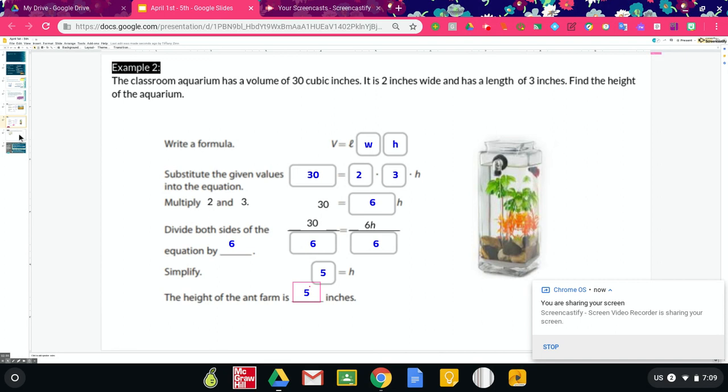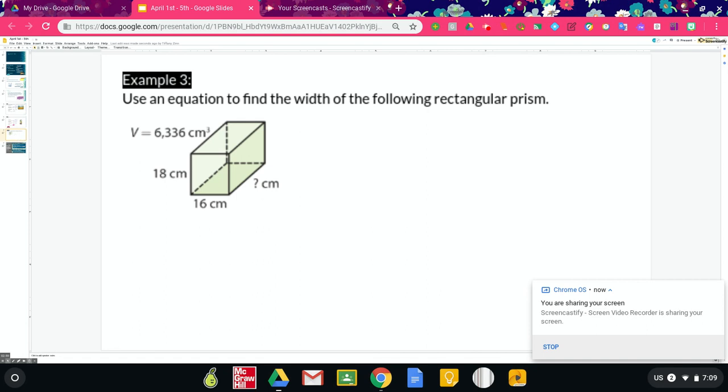Okay, and then on the last one, it's not a word problem. It's just literally a rectangular prism. So on this one, you're given a volume, you're given a 16 for the width, and the 18 is the height. So we need to find the length. If I plug in what I've got, again, the volume equals length times width times height. So the volume is 6,336. Set that equal to 16 times 18 times, what are we finding? The length.